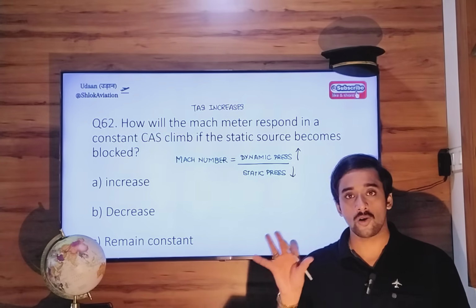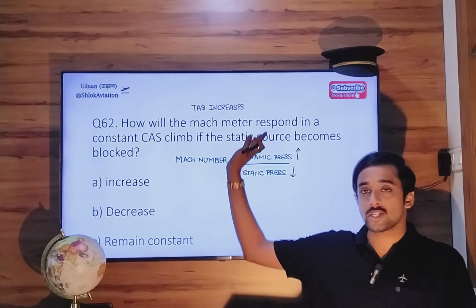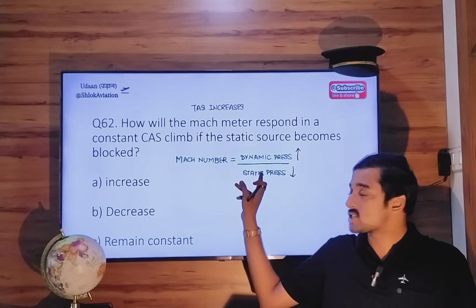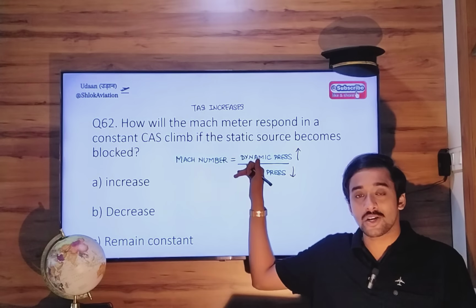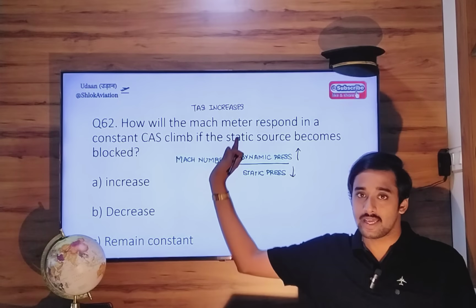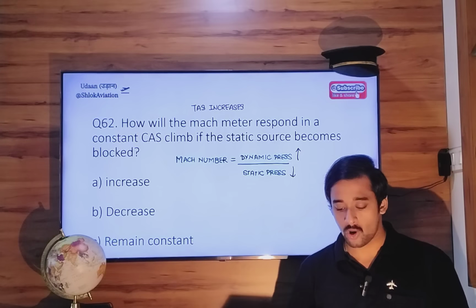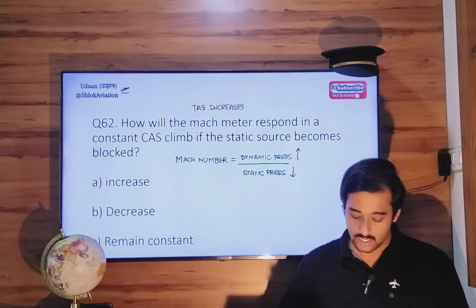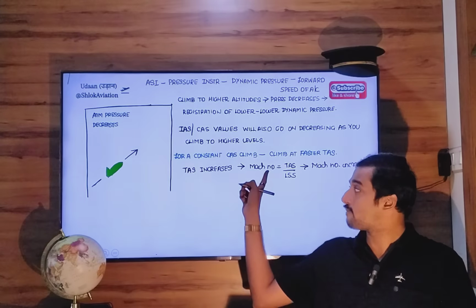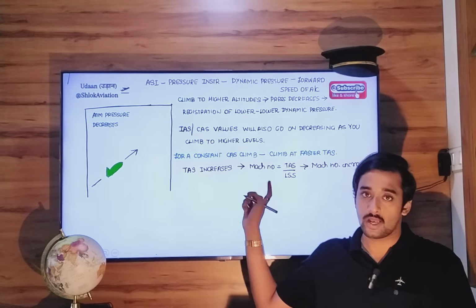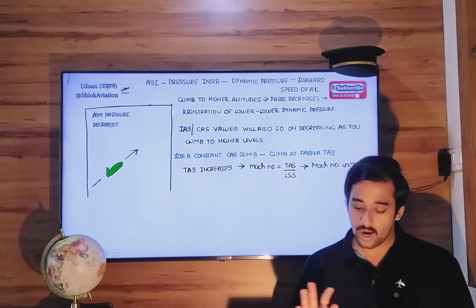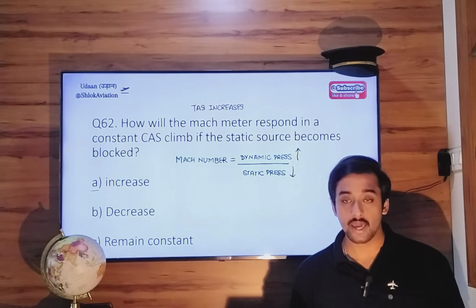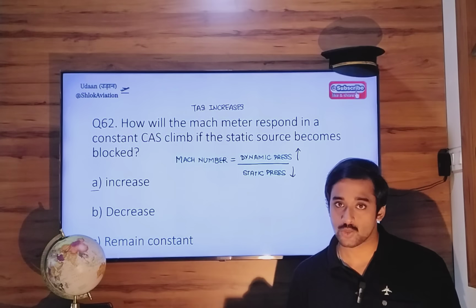So what will be the overall effect on this Mach number? Dynamic pressure is increasing, Mach number will also increase. Mach number is inversely proportional to static pressure. Static pressure decreases, Mach number will increase. So the overall effect is Mach number increases. So you can take this formula and understand it, or you can also use the Mach number TAS divided by speed of sound formula and understand that. Now this is part 1. This is what should happen. Your Mach number should increase, that is option A, in a constant calibrated airspeed climb.